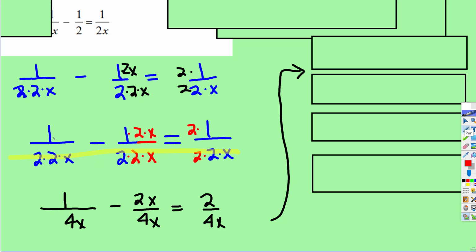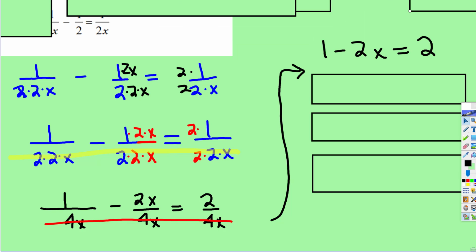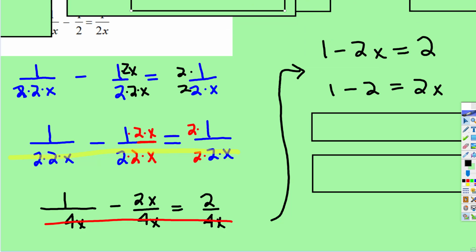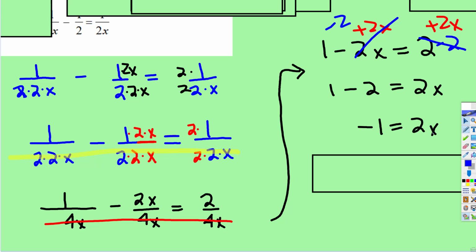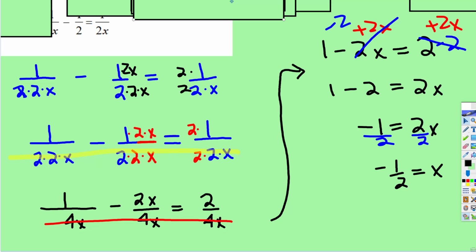And now when we simplify, 1 subtract 2x is equal to 2. We can ignore the 4x right here. 1 subtract 2x is equal to 2. I went ahead and added 2x to both sides and then subtracted that 2 from both sides. What I have is 1 subtract 2 is equal to 2x. Negative 1 is equal to 2x. The last step is to divide both sides by 2. And then there we have our answer.